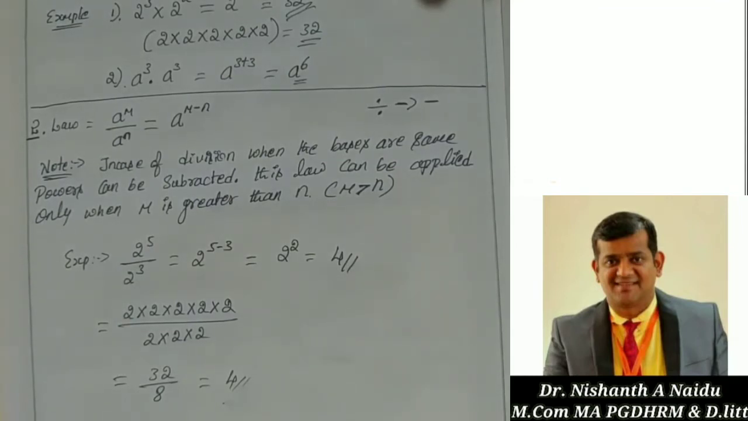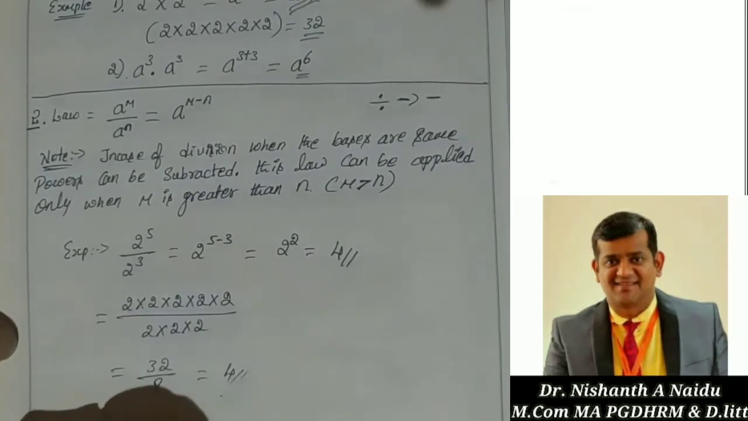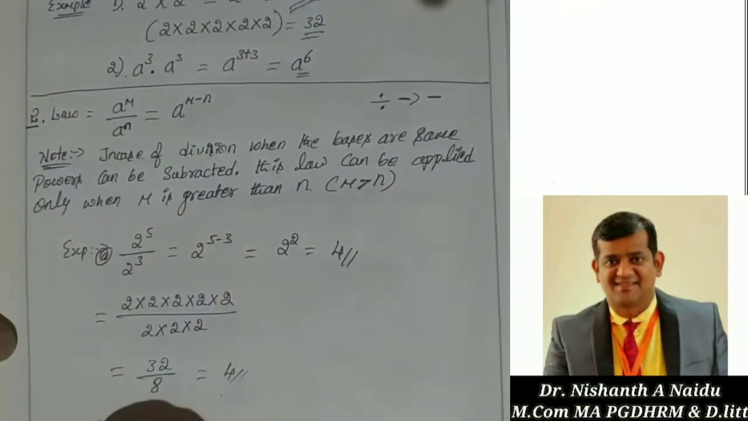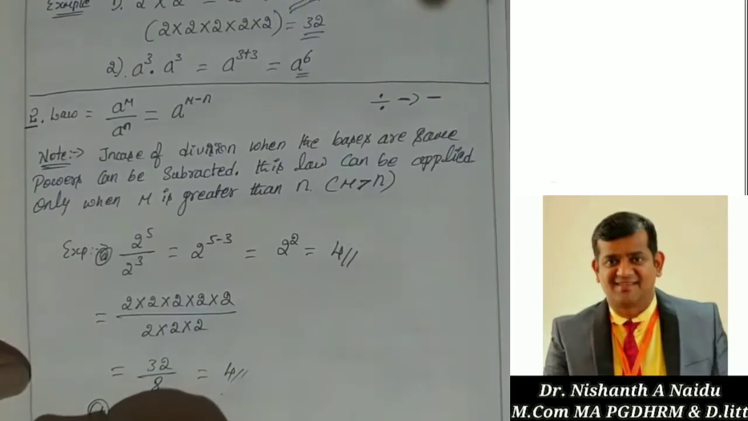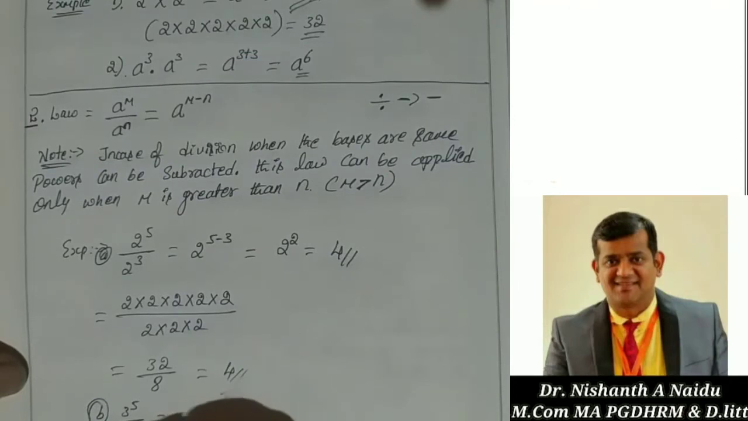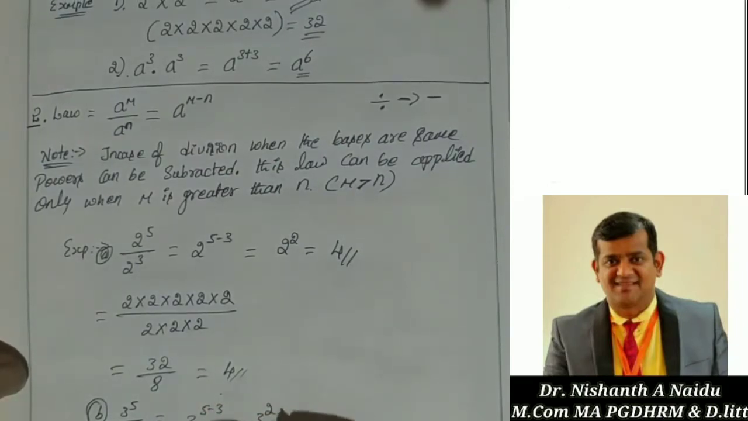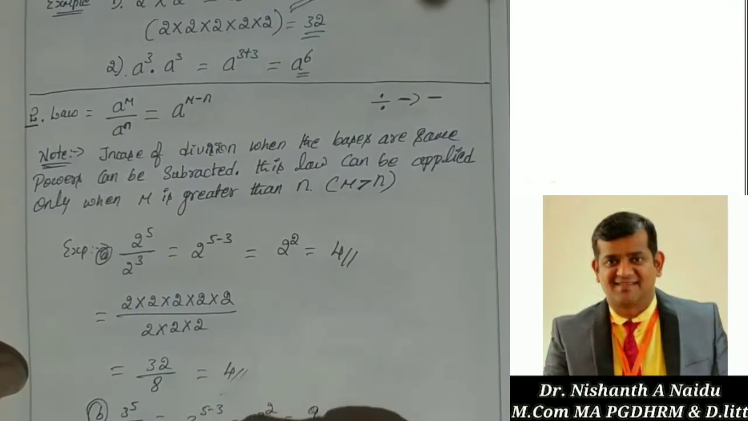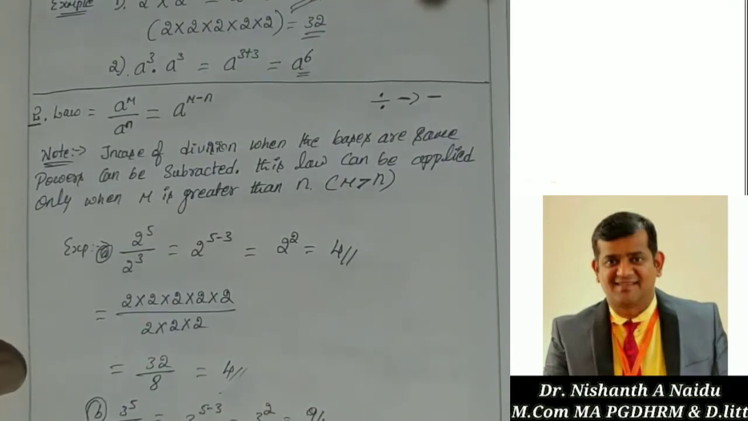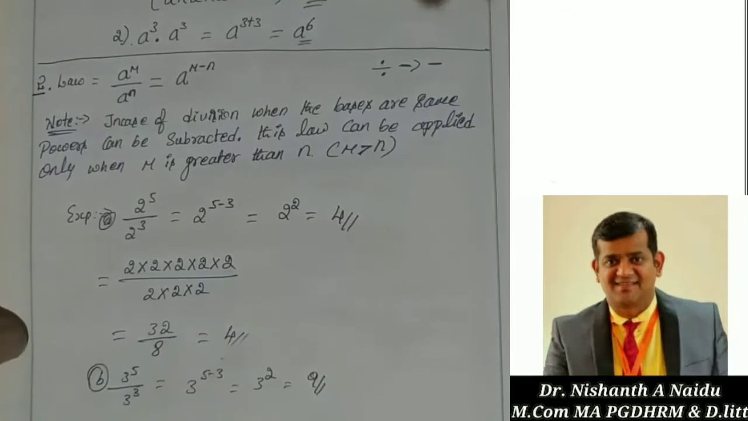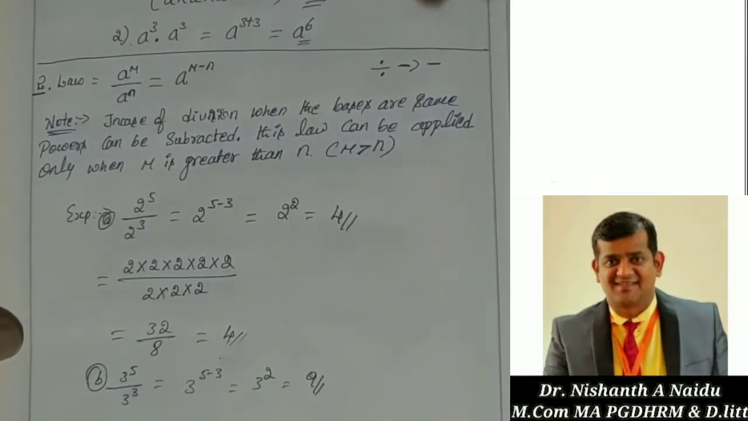We'll have one more example so that you get more clarity. Example B: 3 to the power of 5 divided by 3 to the power of 3. Can you do it? Try it. That is 3 to the power of 5 minus 3, which equals 3 to the power of 2. Multiply, 3 3s are 9. The answer is 9. If you want to give a try, do it like this. The answer you are going to get is 9 only.